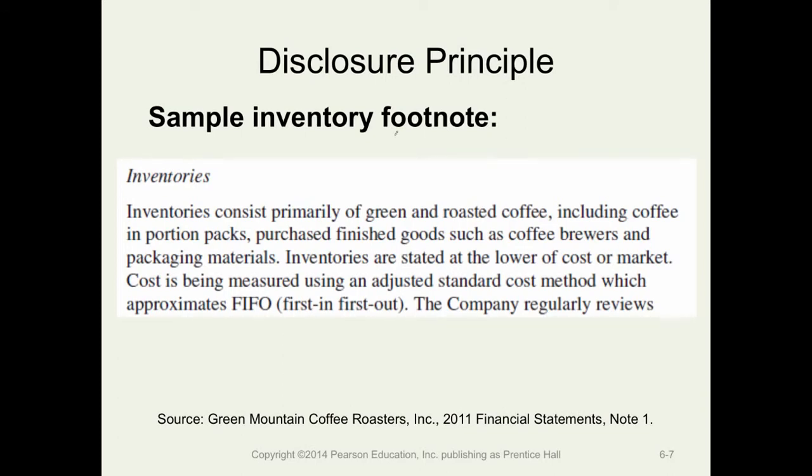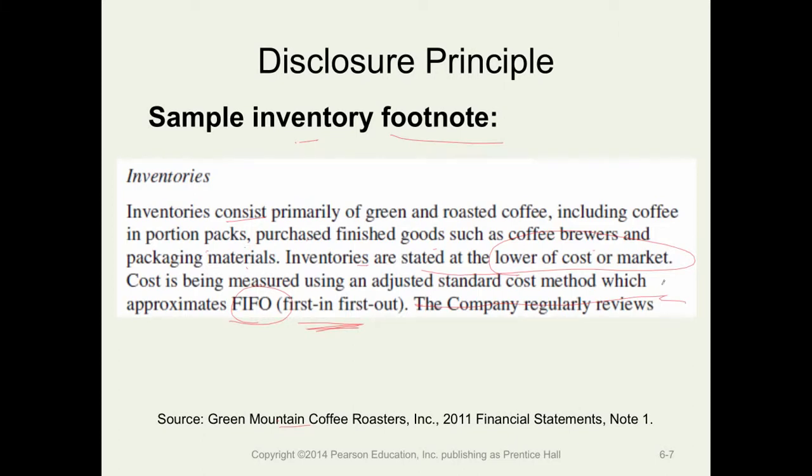Here's an example of disclosure, and we are going to get to this LIFO and FIFO in a second. Green Mountain Coffee is a sample company used in our textbook quite a bit. It's a sample footnote: inventory of green and roasted coffee, including coffee in portion packs, purchased finished goods, such as coffee brewers and packaging materials, is included in the company's inventory. We stated at the lower of cost or market, which we'll see in this chapter, and they measure it using a method called first in, first out. And that's just a continuation of the footnote.